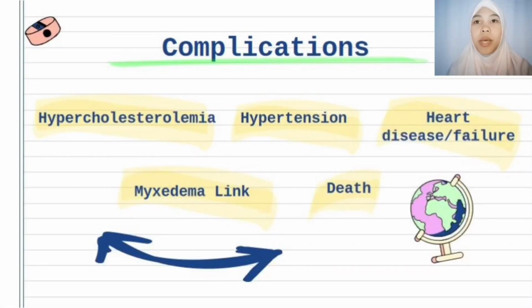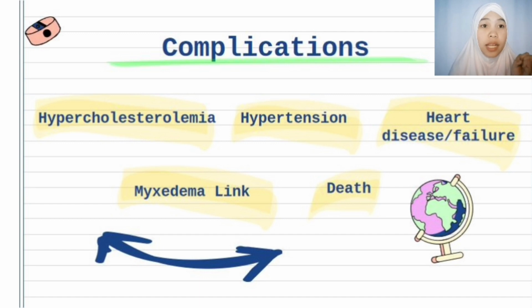Okay, for the complications, we have hypercholesterolemia, hypertension, heart disease and heart failure, myxedema coma, and death. So, do you know what that myxedema coma is? It is when the body slows down to the point it can threaten life. So, very slow down yung reaction sa katawan natin. Kasi diba, ang thyroid hormone is very important in metabolism in our body.